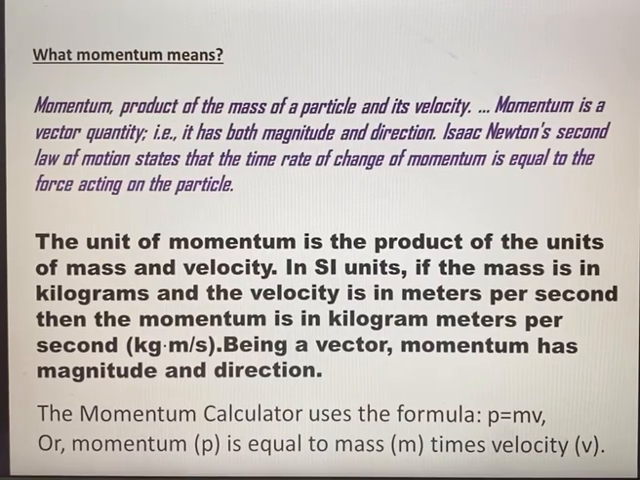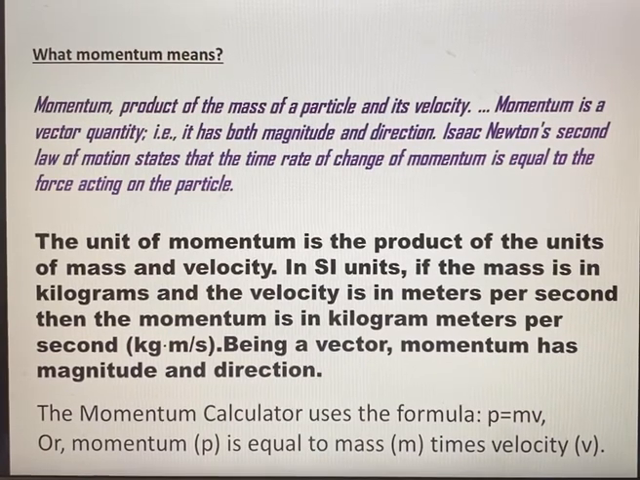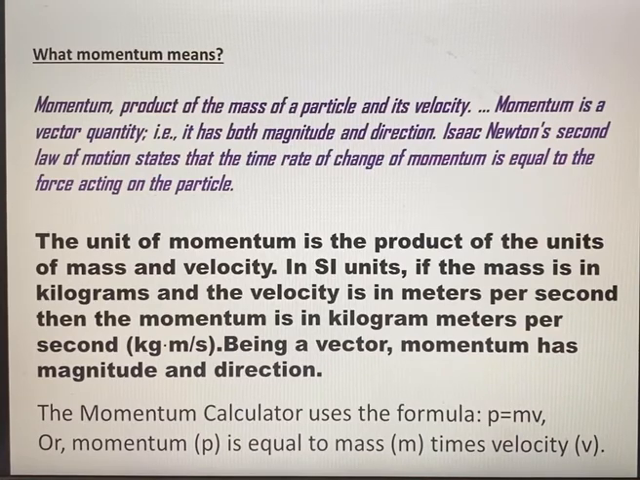What is momentum? Momentum is the product of the mass of a particle and its velocity. Let's make it quite simple. Momentum is a vector quantity. You might have the objective, but what kind of vector is this? This is the vector quantity. It has both magnitude and direction.